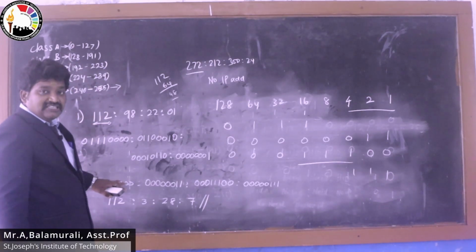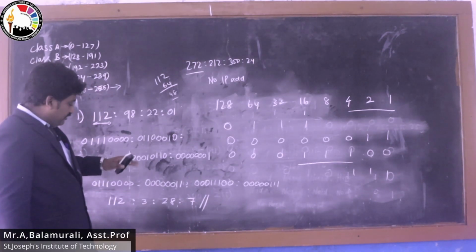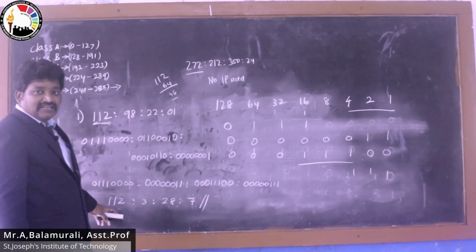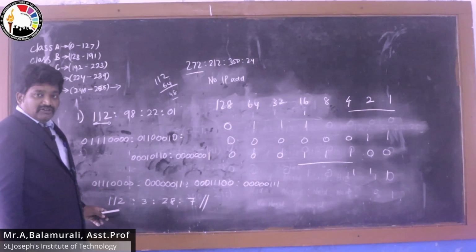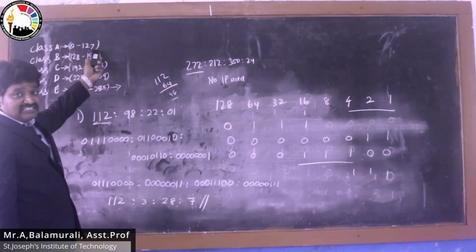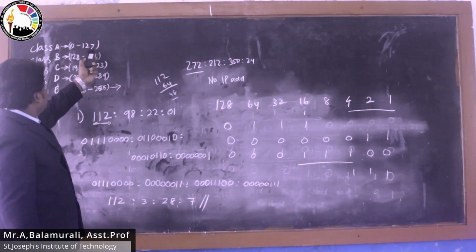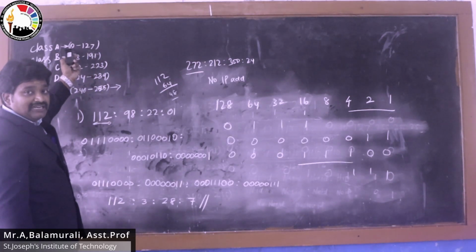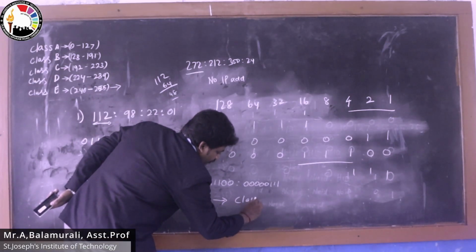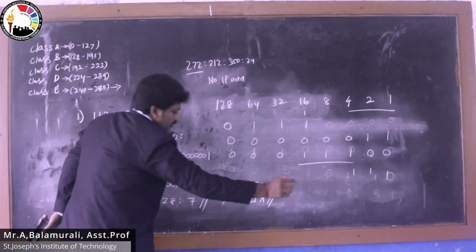So already the question itself they are giving the binary notation. You want to convert to decimal notation. Now you will find the type of class. Okay. So 112, everyone knows about 112. This is in the range 0 to 127, which by default comes under class A range. So this is the type of class A.